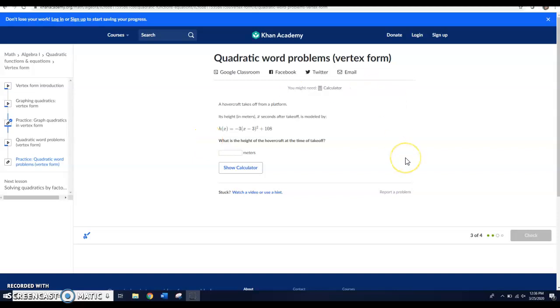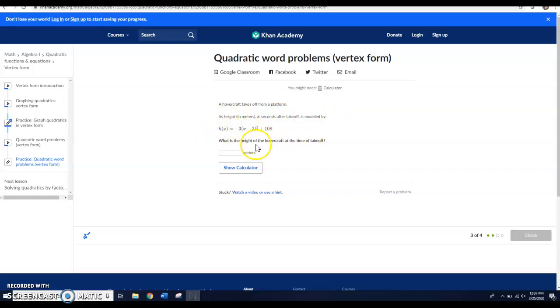Okay, so I had a few questions about Khan Academy and the quadratic word problems in vertex form, especially problems like this where we're asked to find the y-intercept or the starting point based on the vertex form of a problem. So this is an example: a hovercraft takes off from a platform. Its height in meters x seconds after takeoff is modeled by this function in vertex form.